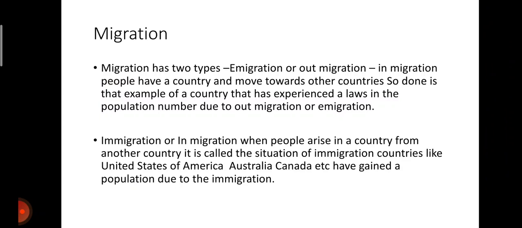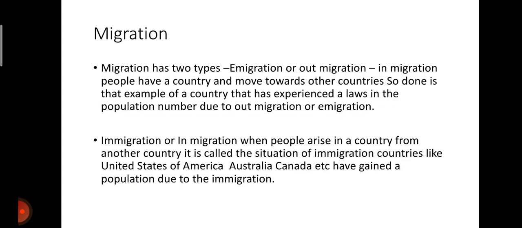When people arrive in a country from another country, it is called immigration. Countries like the United States of America, Australia, Canada, etc. have gained population due to immigration. Means in America, Australia, and Canada, the population increased due to people coming from other countries. And a decrease is seen in Sudan due to emigration from Sudan to other countries.